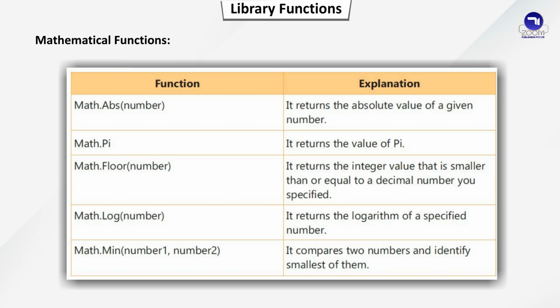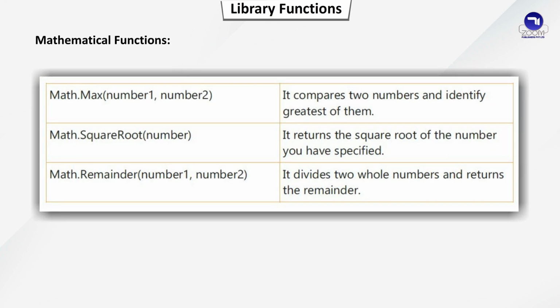Math.Min(number1, number2). It compares two numbers and identifies the smallest of them. Math.Max(number1, number2). It compares two numbers and identifies the greatest of them. Math.SquareRoot(number). It returns the square root of the number you have specified.